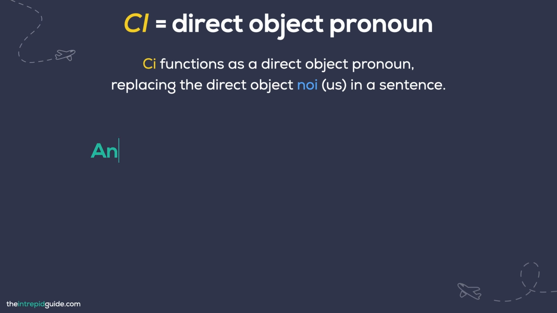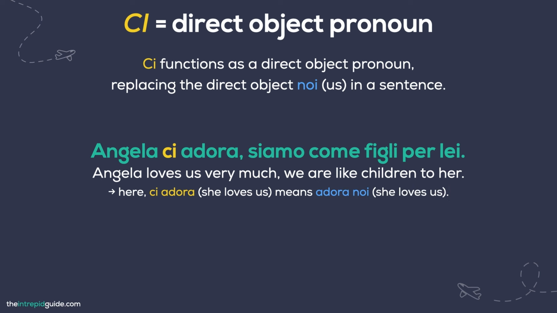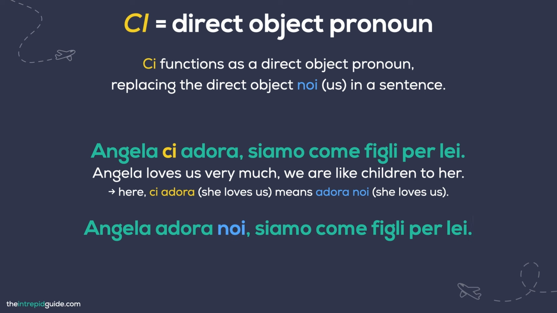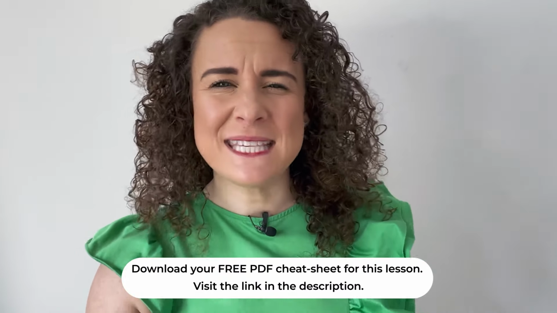For example, Angela ci adora. Siamo come figli per lei. Angela loves us very much. We are like children to her. Here, Ci adora, she loves us, means Adora noi, she loves us. But saying Angela adora noi. Siamo come figli per lei. sounds rather awkward. So swapping noi with the particle ci makes the sentence flow better and sound much more natural.